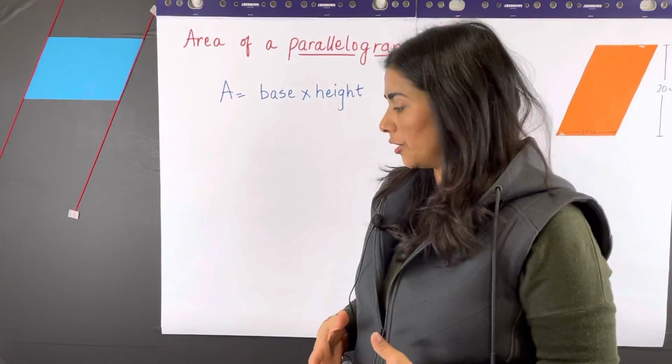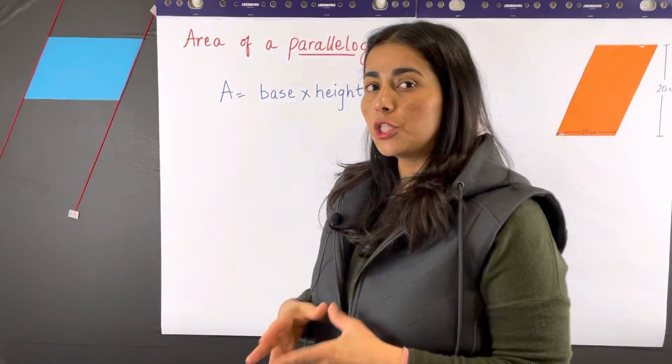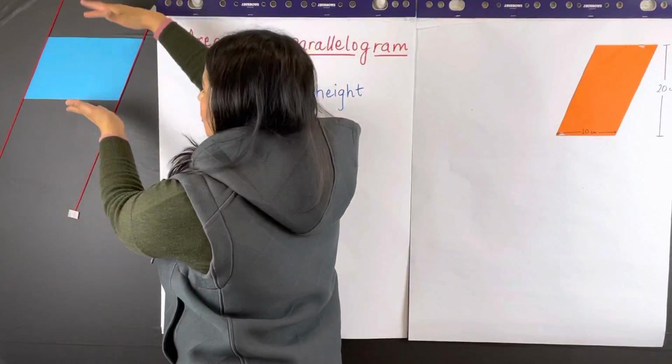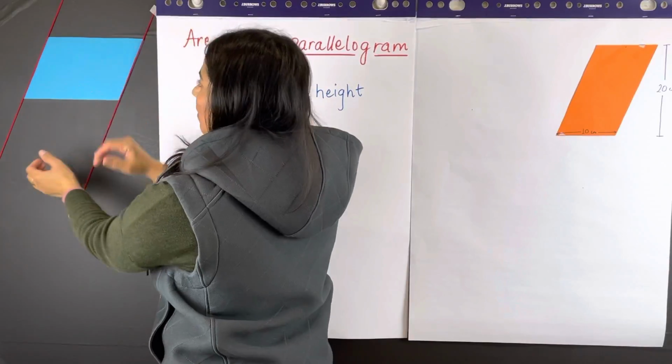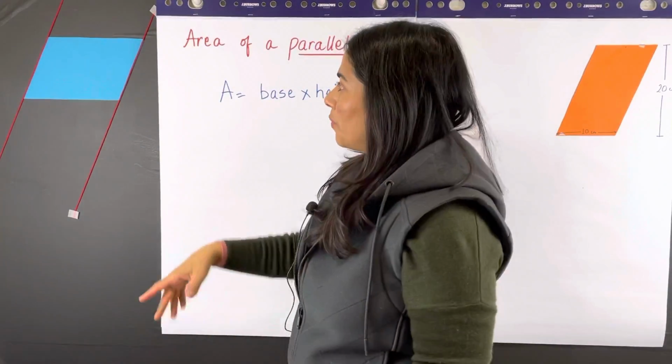What's the key feature? The key feature for any four-sided shape to be a parallelogram is to have both the opposite pair of sides to be parallel. So the top and bottom side has to be parallel, and the left and the right sides have to be parallel. And for any two lines to be parallel, just look at this.